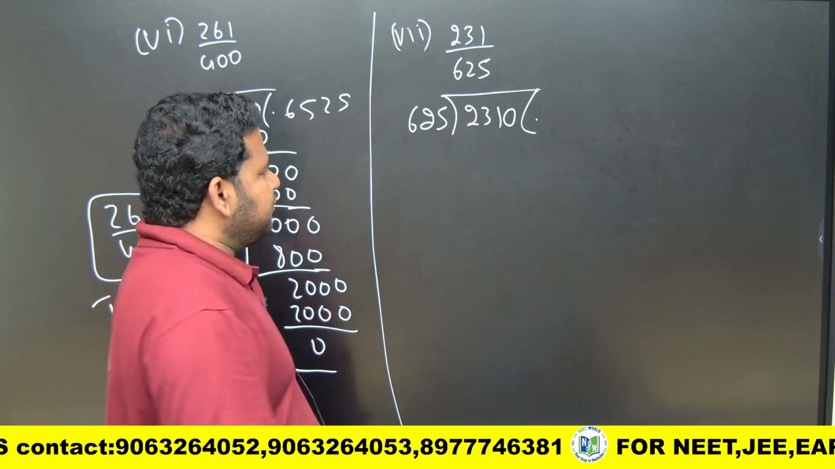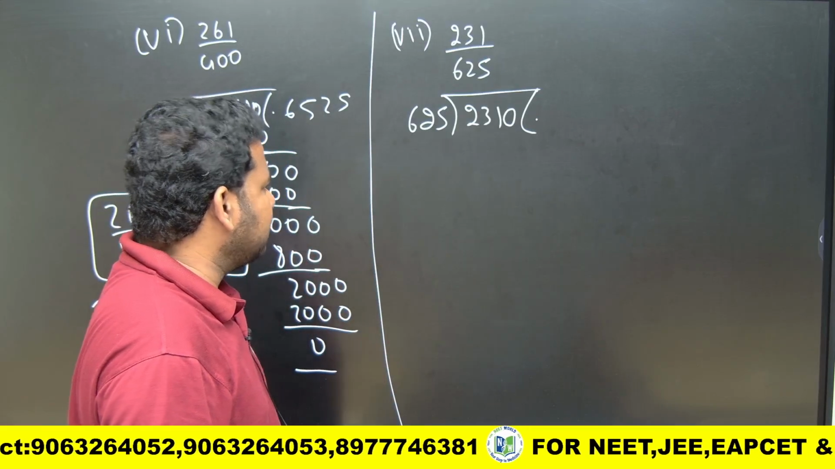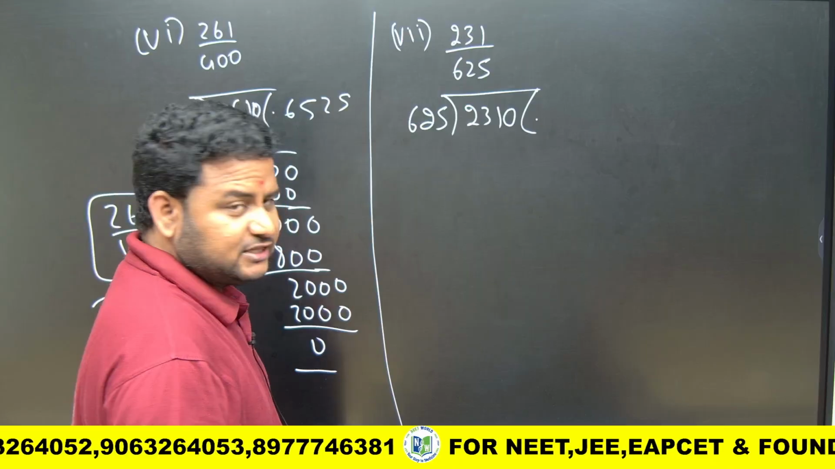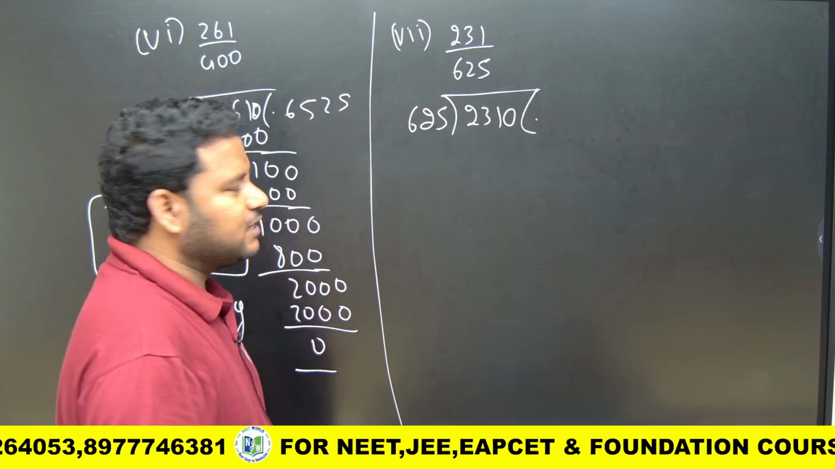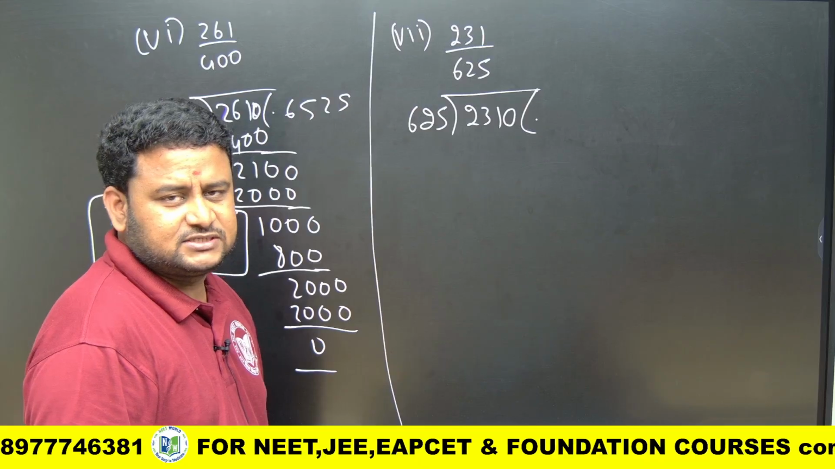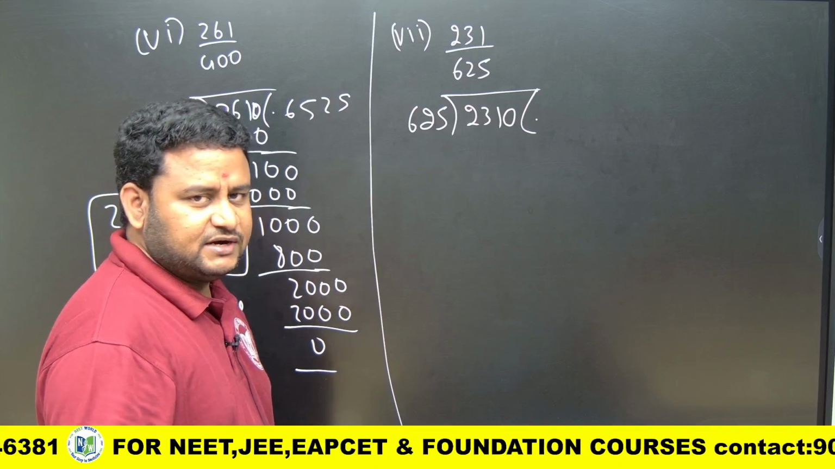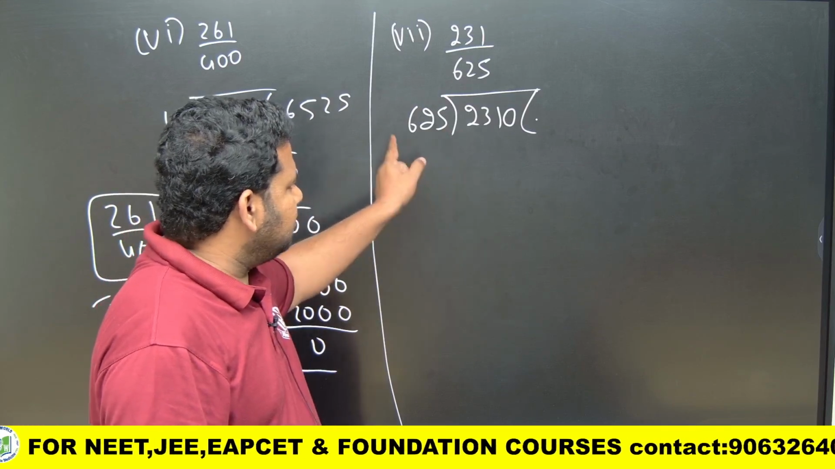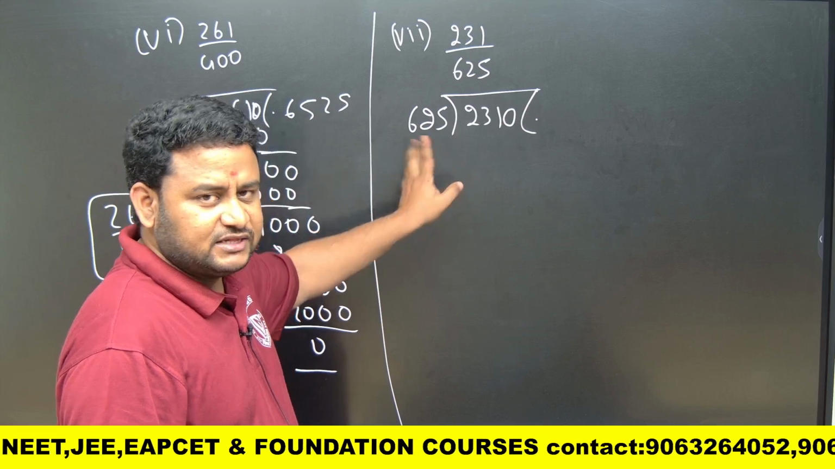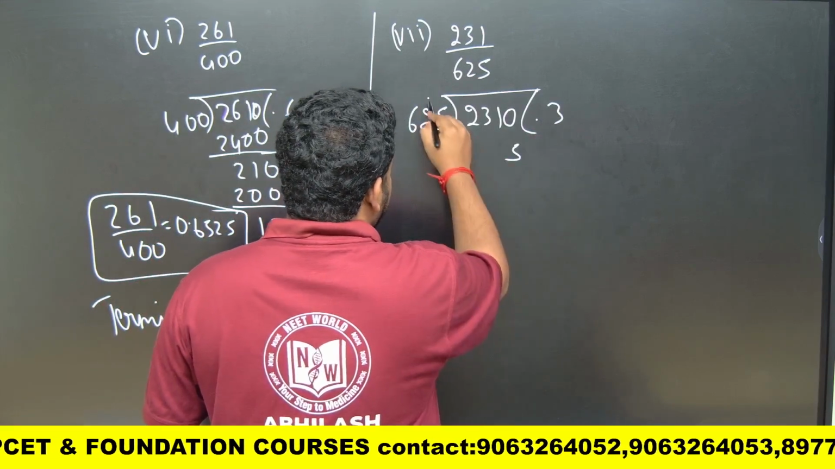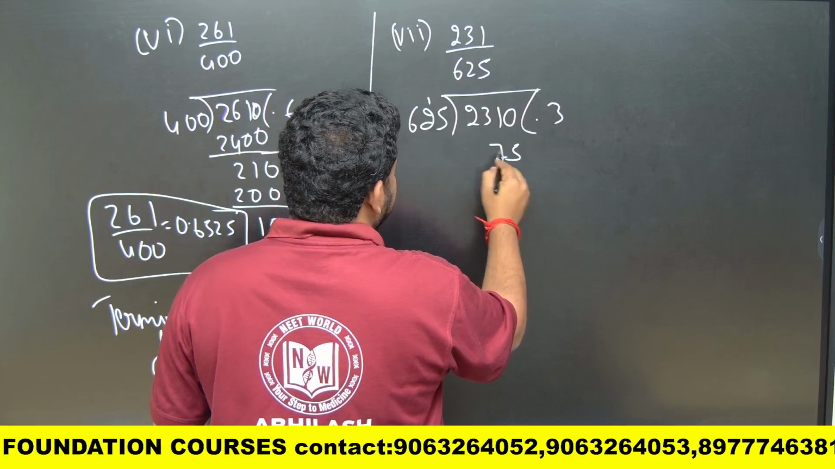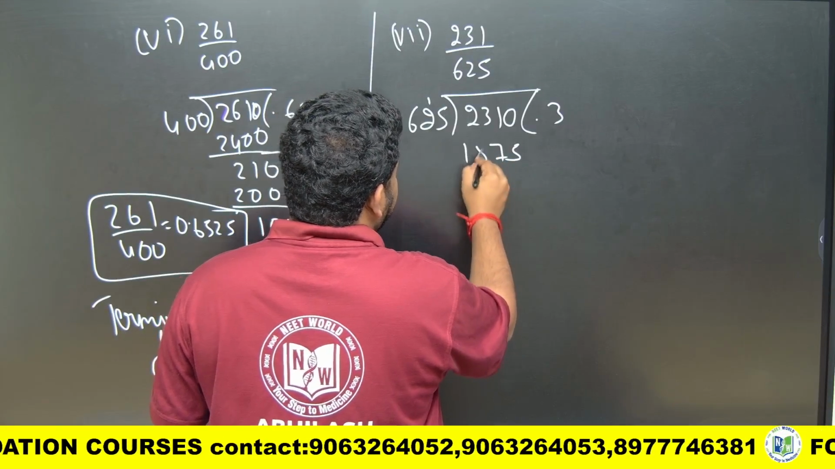If you look at the 6 table, 23 is close to 20. So 625 into 3 is what? It will become 18 something. 6 into 4 is 24, so I cannot use 6 into 4. 6 into 3 is 18, and 18 is less than 23, so I can use 3. 3 5s are 15, 3 2s are 6, 7, 3 6s are 18. 1875.